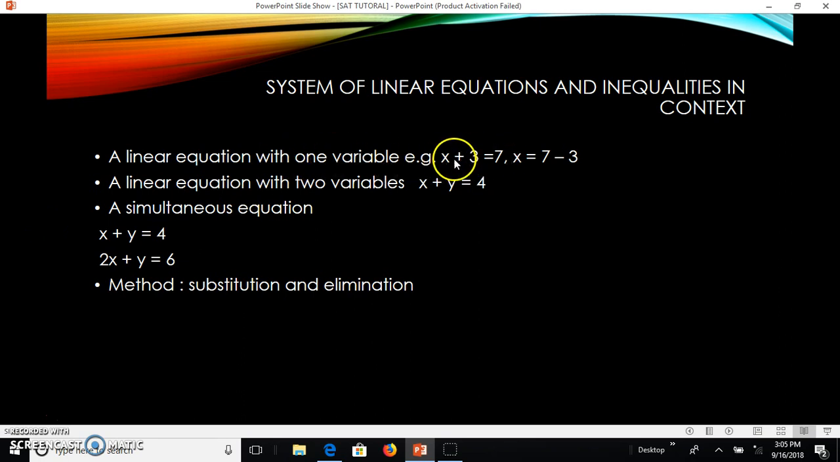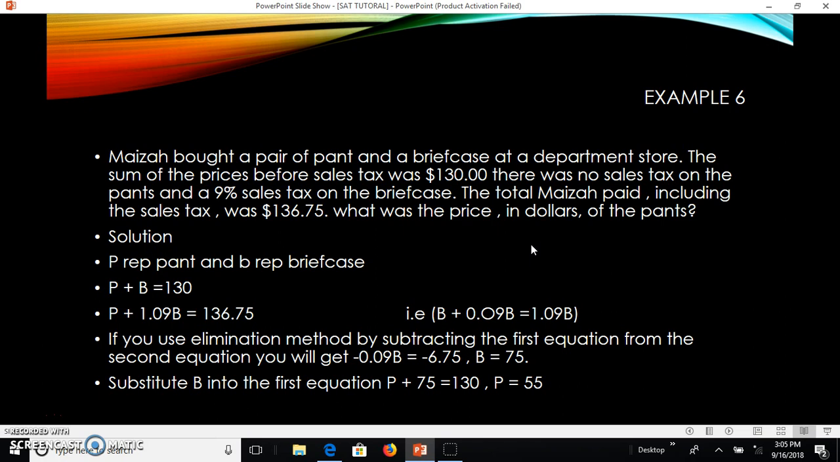You just have to look for the value of x and work it out, and you get the value of x. You understand? x equals blah blah blah. And talking about equations with two variables, we have x plus y equals something. So there must be two unknowns in that equation because we're talking about two variables now. You understand?